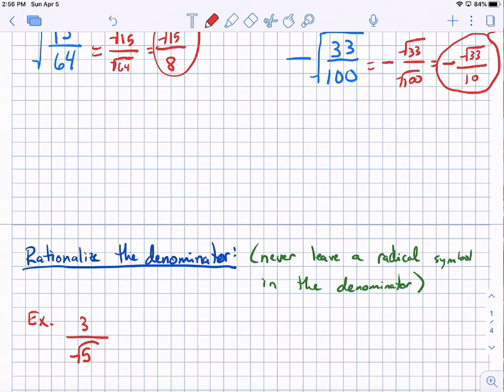Okay, it has to be a number of some sort. I can have a radical symbol in the numerator, that's fine, just not in the denominator. So remember with fractions, we can do anything that we want as long as we do the same thing to the denominator and the numerator. Just like when I reduce the fraction, like I gave the example of 5/10. We know that reduces to 1/2 because 5 divided by 5 is 1, 10 divided by 5 is 2. I did the same thing to both, right? I divided both by 5 to get it to 1/2.